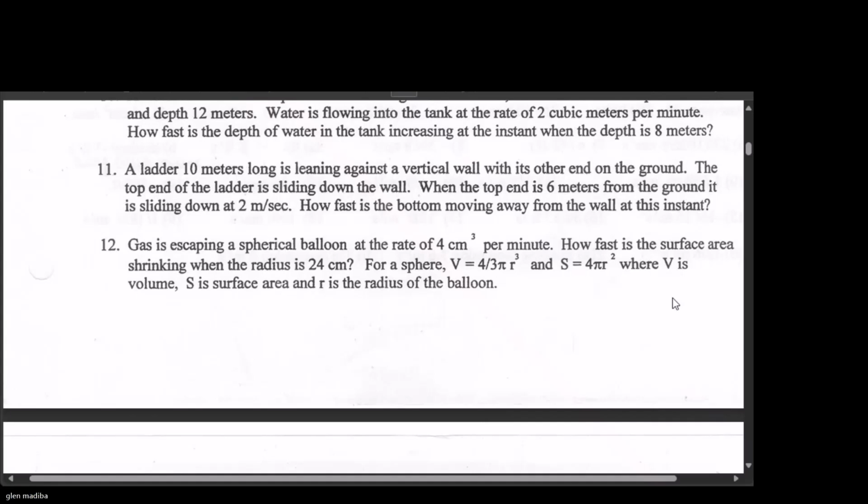Yeah, let's do this. Here we have a gas that is escaping a spherical balloon at a rate of 4 cubic centimeters per minute. Okay.